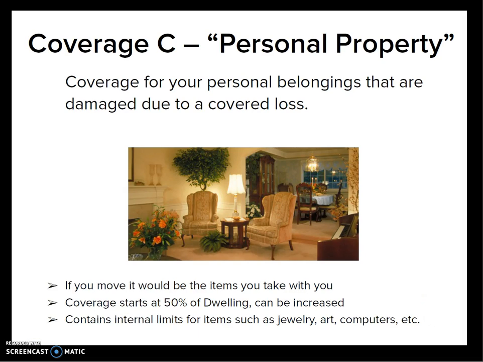Coverage C is going to be your personal property. This coverage is for your personal belongings that are damaged due to a covered loss. What I like to tell my clients is if you take your home and you flip it upside down, everything that were to fall out would be considered your personal contents. Of course, if it was an item you would take if you moved, this would also be another way you could look at personal property. Coverage for this starts at 50% of the dwelling and can be increased, and contains internal limits for items such as jewelry, arts, computers, etc.